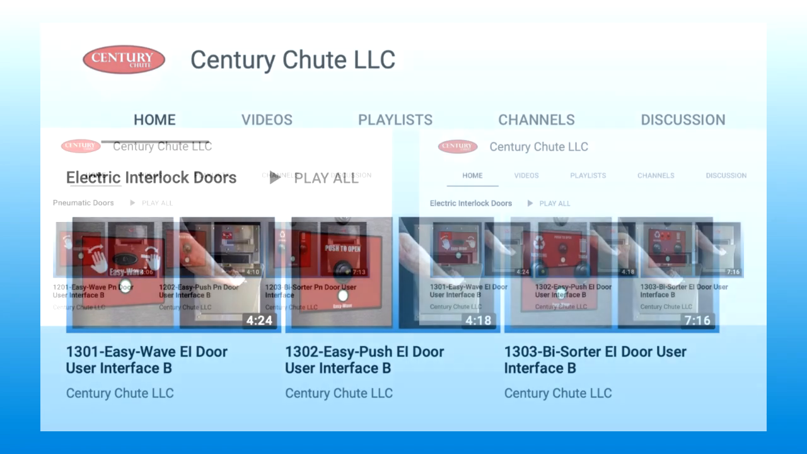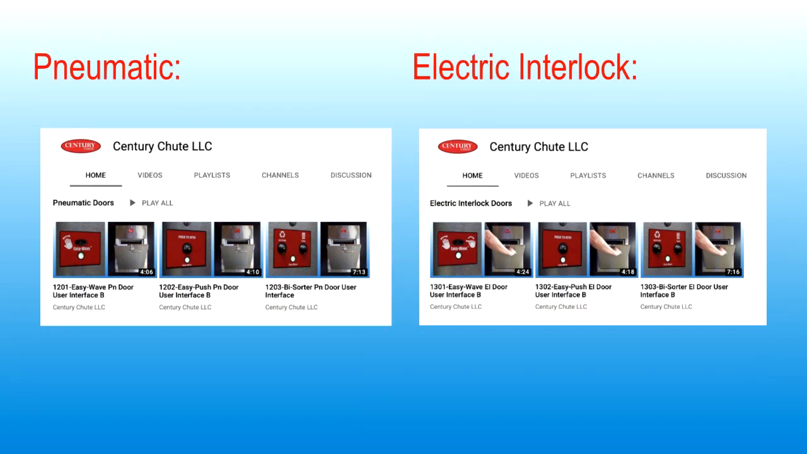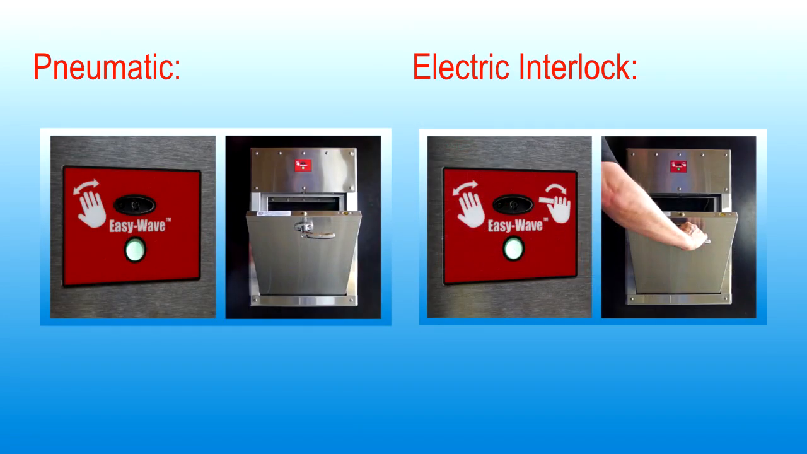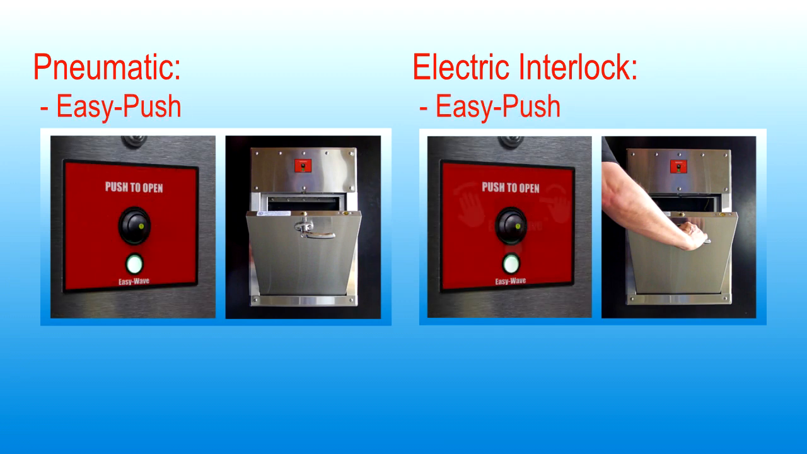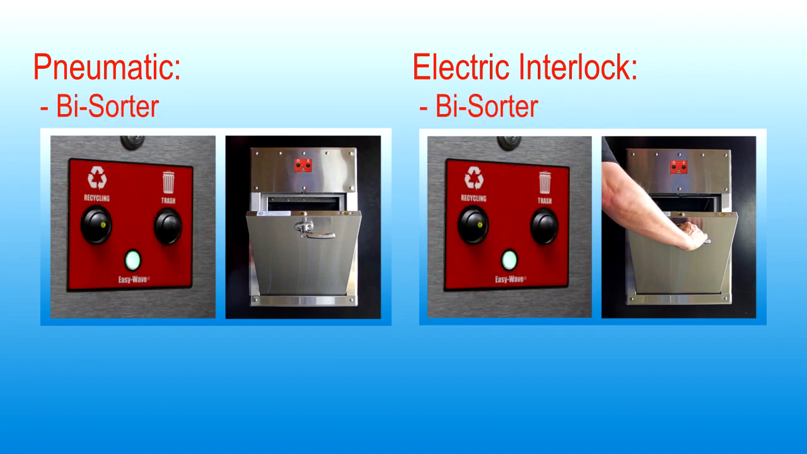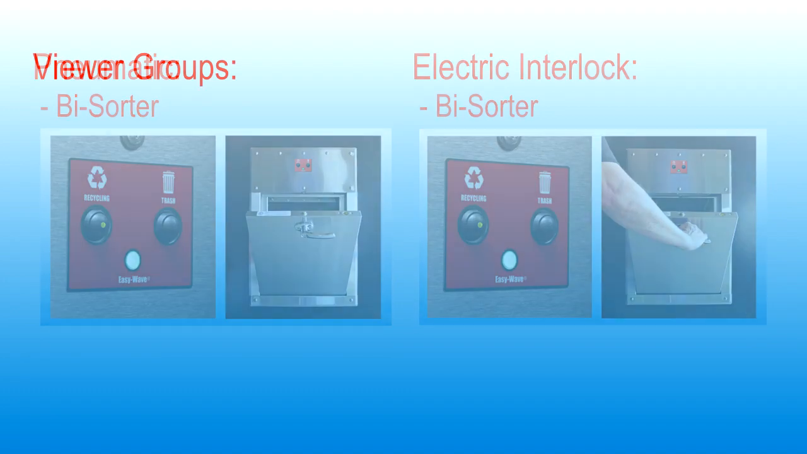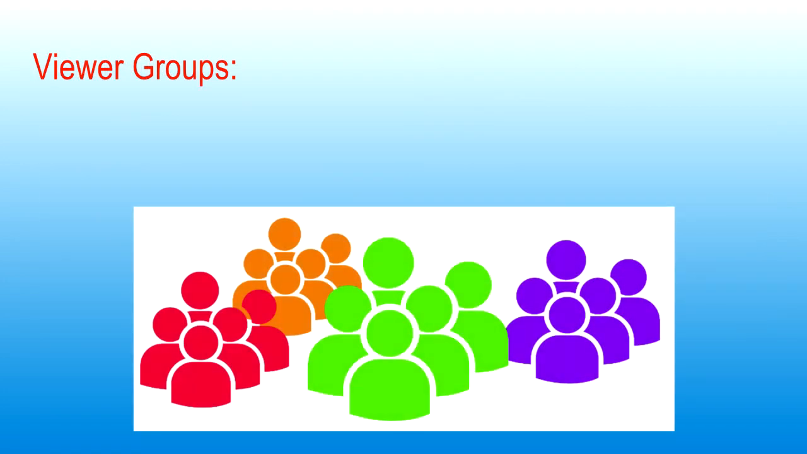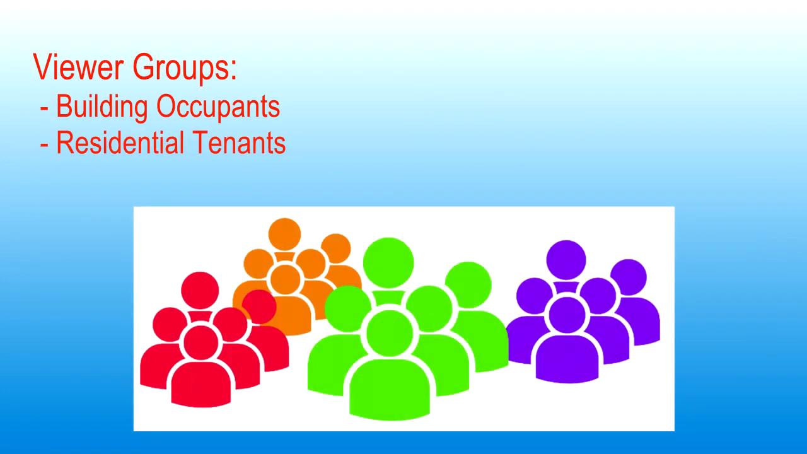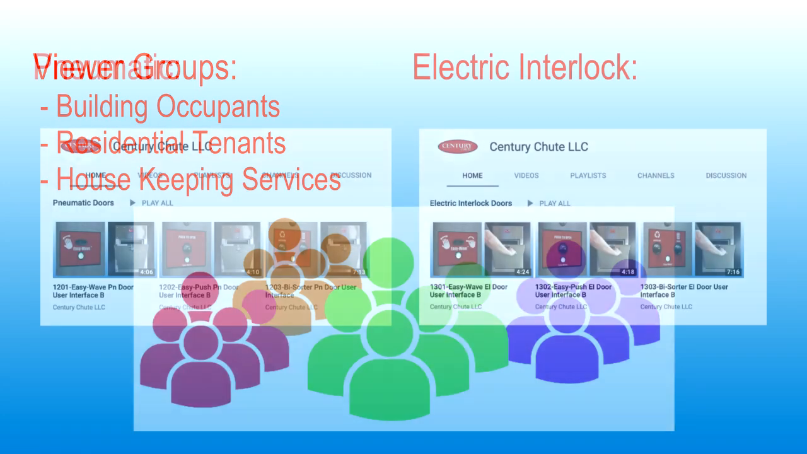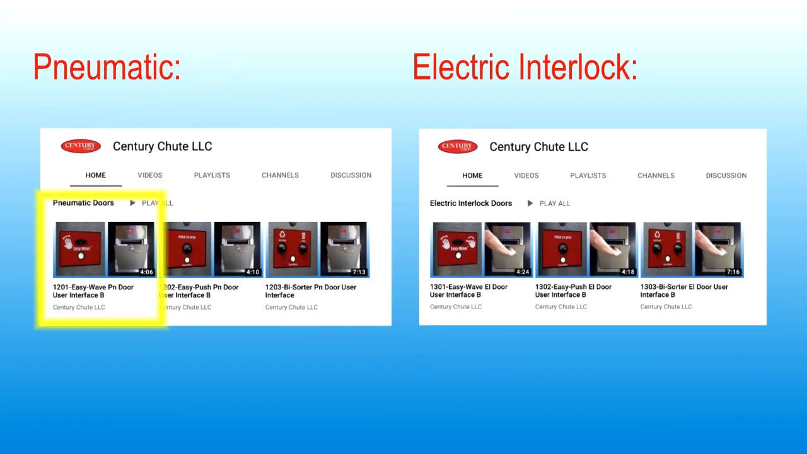And within each series, there are separate videos for each type of user interface: Easy Wave, Easy Push, Buy Sorter, etc. A group of viewers such as building occupants, residential tenants, or housekeeping need only view the one intake door user interface video that matches the specific type of door installed within their building.